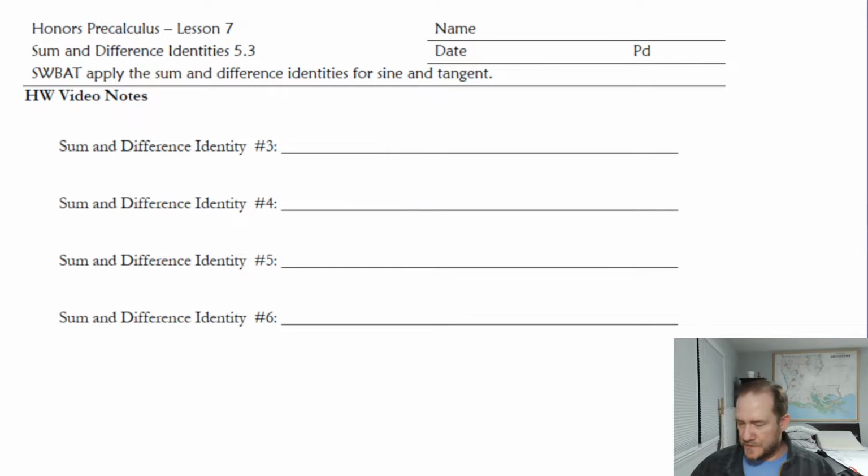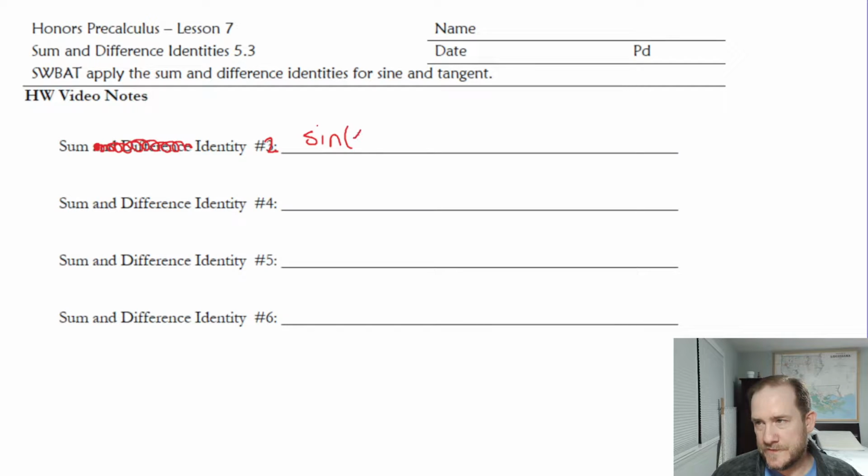Okay, hey class, we're going to do lesson 7 now. Lesson 7 is all about the sum and difference identities for sine. So again, kind of a misnomer here. We're going to do sum identity, and I guess it's only sum identity 2 because we had sum identity cosine. Now we've got sum identity for sine.